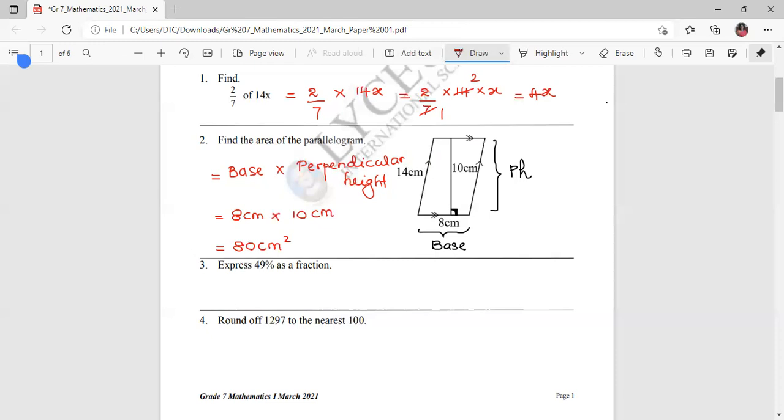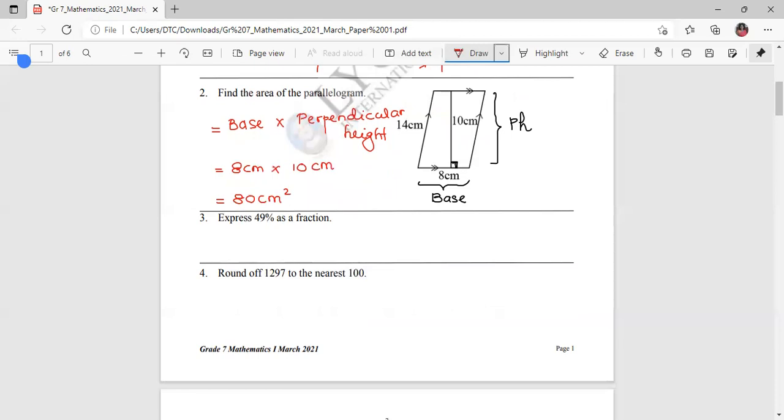Then we'll move to question number 3. It's from here the percentage lesson. So you want to write 49% as a fraction. How are we going to write it, children? That is 49 over 100, because percent means per 100. 49%, or else 49 per 100.